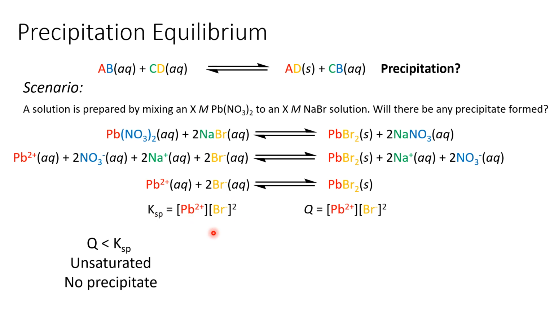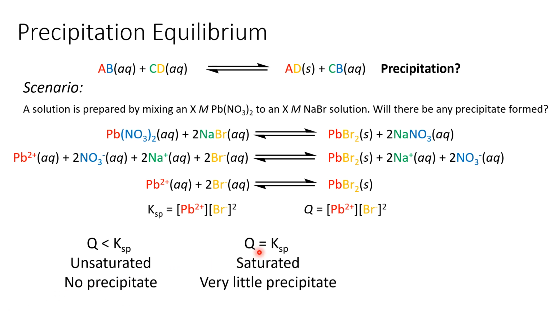So what I'm really trying to get at here is if Q is less than KSP, you're trying to drive the formation of ions, right? The products. And therefore you won't form a precipitate. You won't form a solid when Q is less than KSP because you're trying to convert more of the solid to the ions, which means you're going to have ions and not solids. So no precipitate forms when Q is less than KSP.